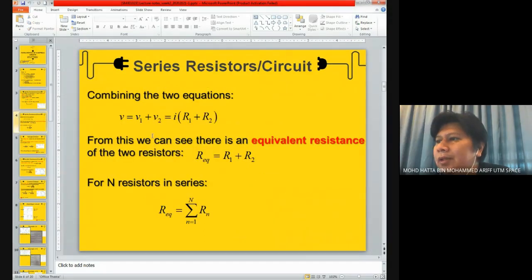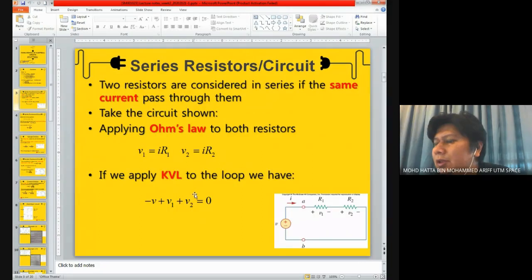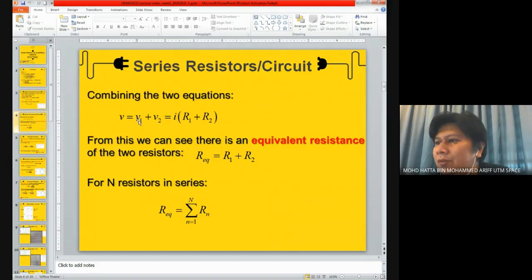And if you're combining the two resistors, since we know that the definition of V1 is IR1, V2 is IR2, you can combine, put I as a common multiplier, and we know that V equals I times (R1 plus R2). And from this, we can see that this part is the equivalent resistance for a series circuit.